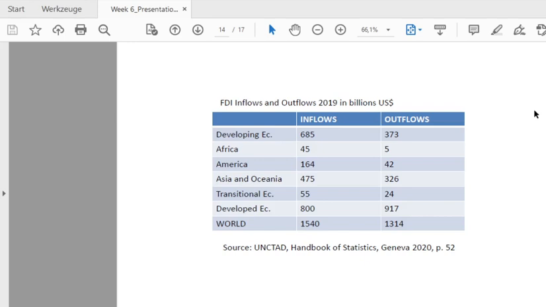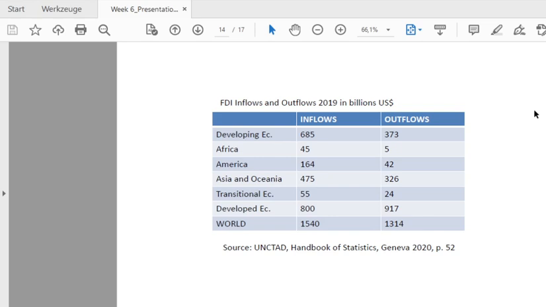If we take a look at statistics, you can see, having a look at the handbook of statistics published by the United Nations Conference on Trade and Development in Geneva, that the foreign direct investment inflows and outflows for the year 2019, inflows amount in the world as a whole to 1,540 billion US dollars, and outflows amount to 1,314. So as you see, outflows and inflows differ. This, of course, is a statistical issue. Normally, they should be the same on a world scale.